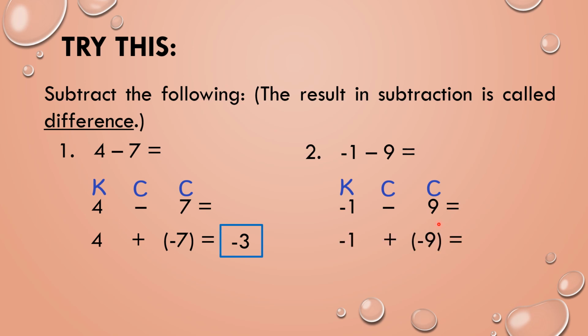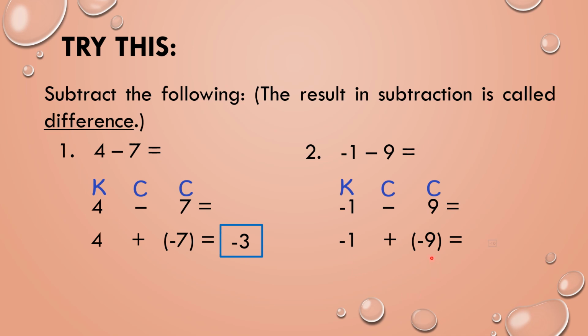So this will become negative 1 plus negative 9. So what is the answer? Kung mapapansin nyo, ang 1 ay negative at ang 9 ay negative din. Parehong negative. Tulad ng sign, ipa-plus natin yung dalawang numbers. Or dahil ito ay parehong negative, parehong utang, ibig sabihin ang sagot ay negative.